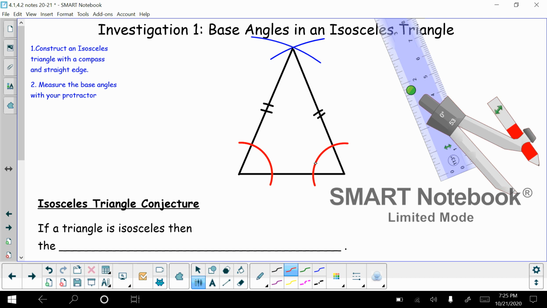And so they are congruent, right? So that is always going to take place if you ever have an isosceles triangle. The base angles are going to come out congruent. So that's how this conjecture goes. If a triangle is isosceles, then the base angles are congruent. Okay, I'm going to use a shortcut and use my congruent symbol. Okay, so base angles are congruent.